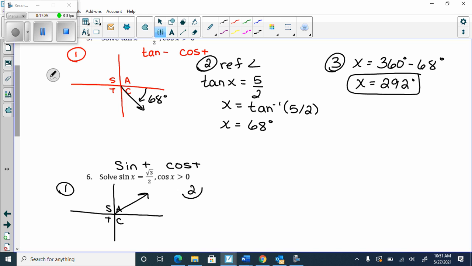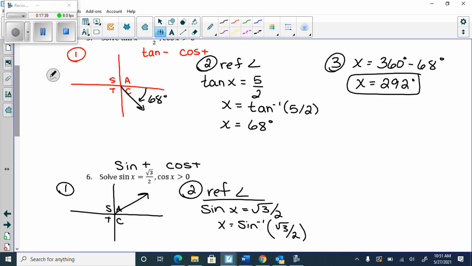Number 2, reference angle. So we're going to do sine x equals root 3 over 2. x equals sine neg 1 of root 3 divided by 2, which is 60. And our reference angle and quadrant 1 angles are the same, right? Quadrant 1's the easiest. So number 3, variable, which is x, equals 60.